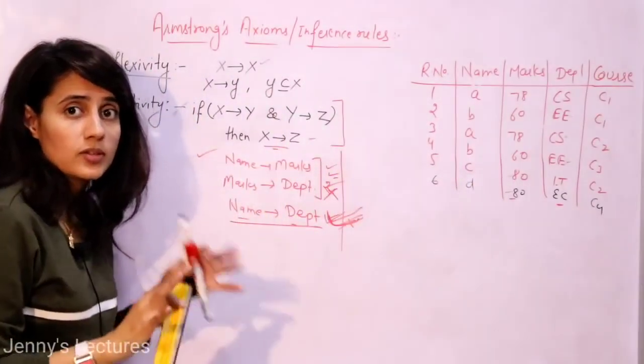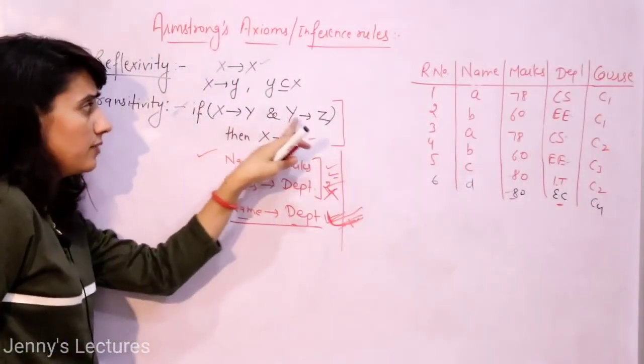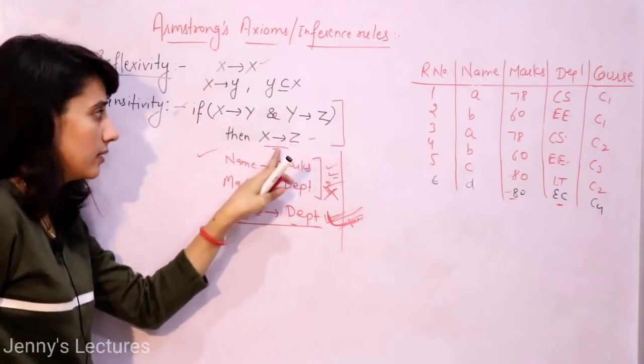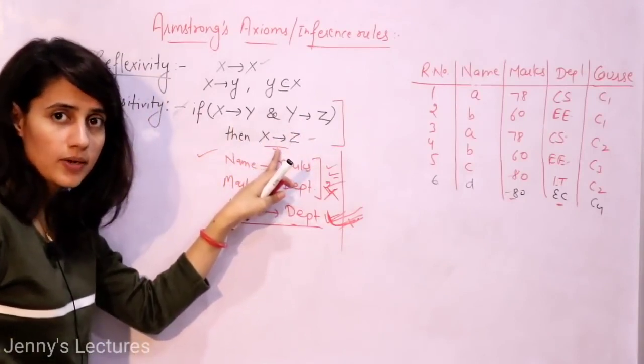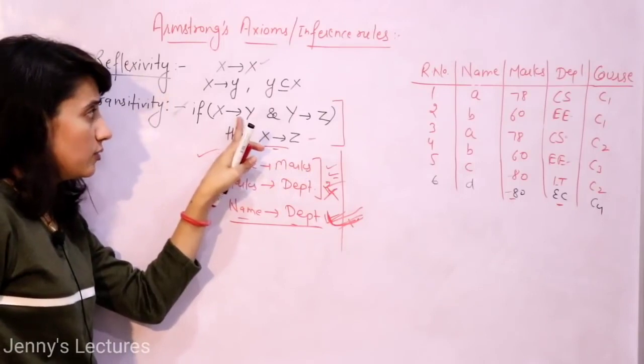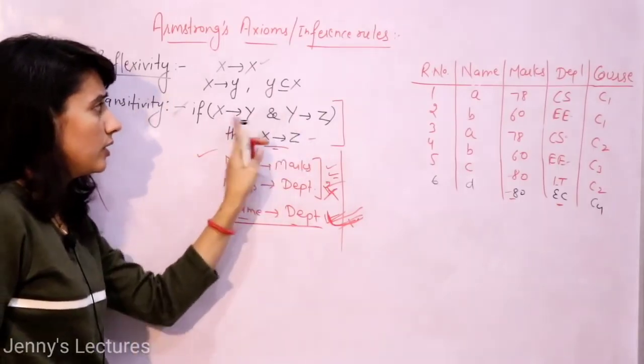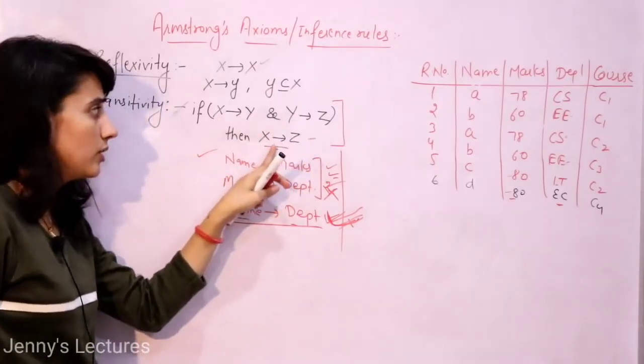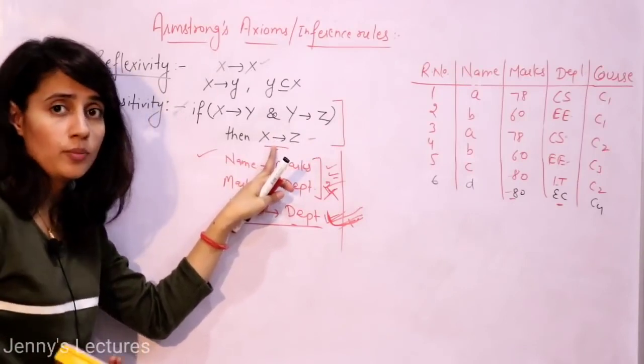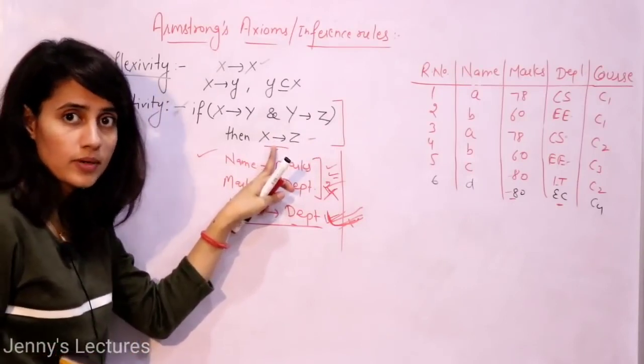So this is actually the transitivity property. If this and this are true, then definitely this functional dependency would be there, right? If this functional dependency is there, but maybe one of these is not there, then we cannot say that this is also not true. It may or may not be true, we can't say, right?